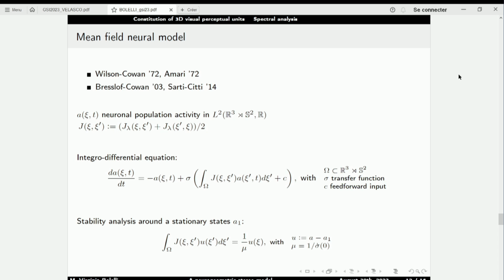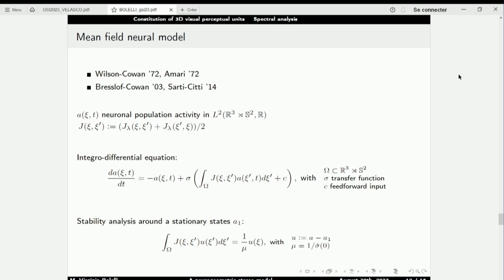So the propagation of the activity along the connectivity generated by the visual scene can be described in terms of this integral differential equation, where A is the neural population activity, J is a symmetric version of our kernel, sigma is the transfer function, C is the feed-forward input, and omega is the set activated by the visual stimulus.